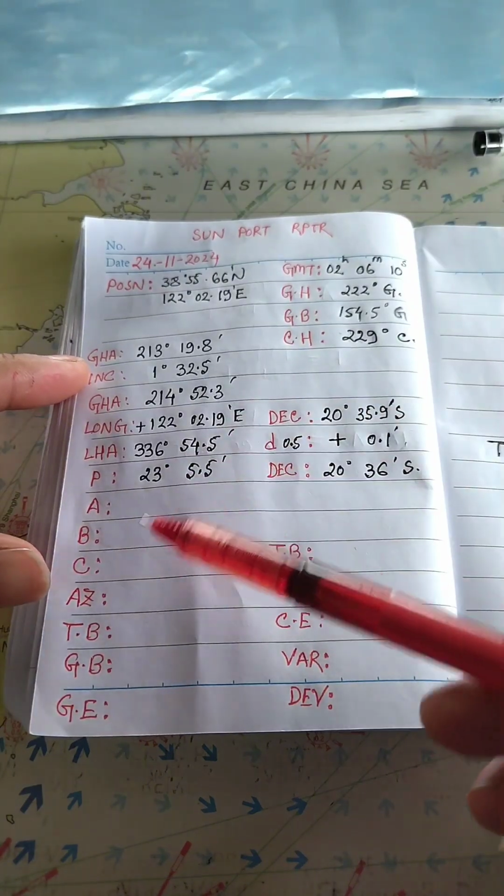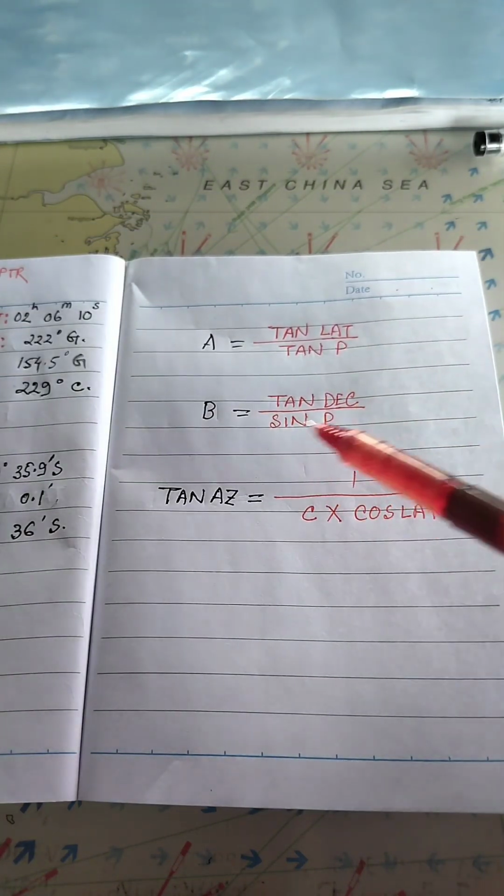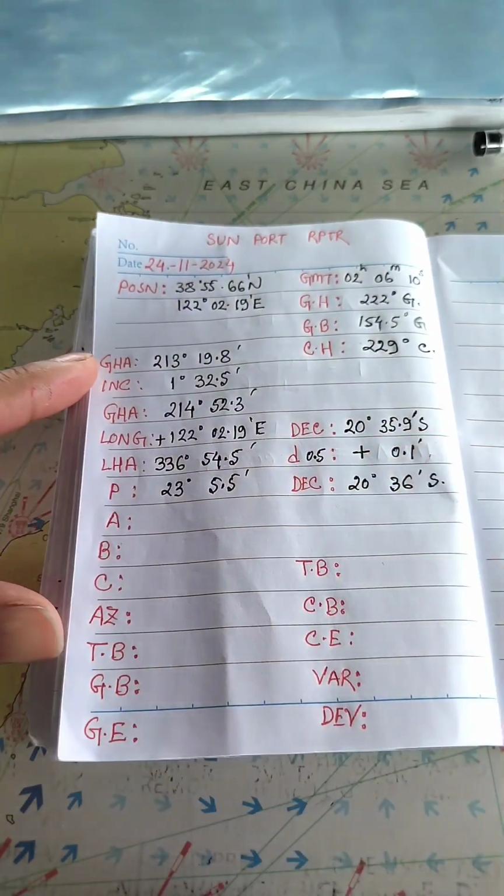Guys, for doing the A and B calculation, you can use this formula. A is equal to tan latitude by tan P, B is equal to tan declination by sin P. You can use this formula and you can find your A and B value.